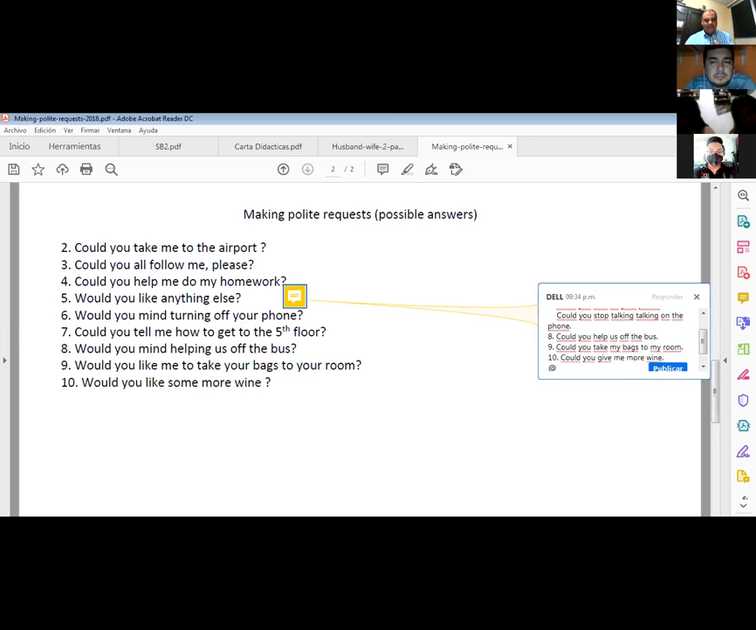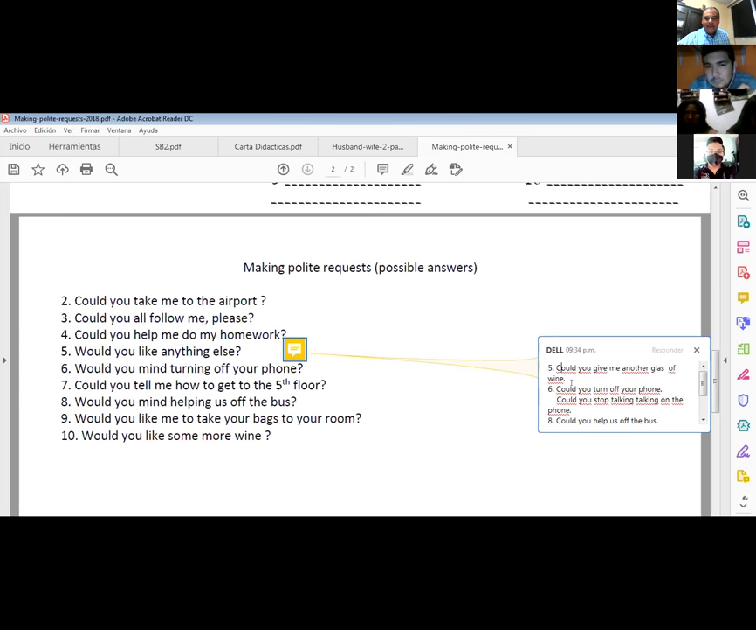Okay. So I'm going to place you in pairs, and you are going to request all this to your classmate. When you finish, your classmate is going to request all of them to you. Okay? And when you finish, now you are going to make them with can. Make an informal request. Okay?